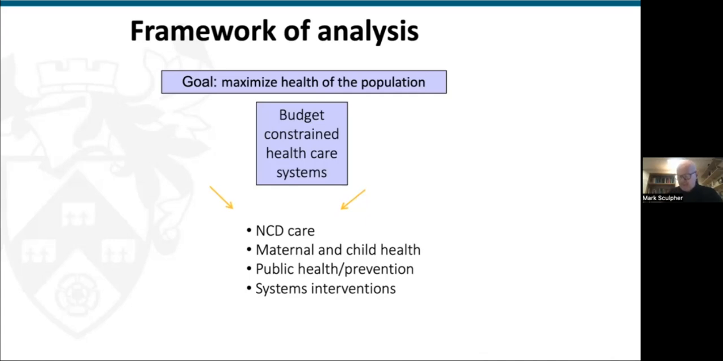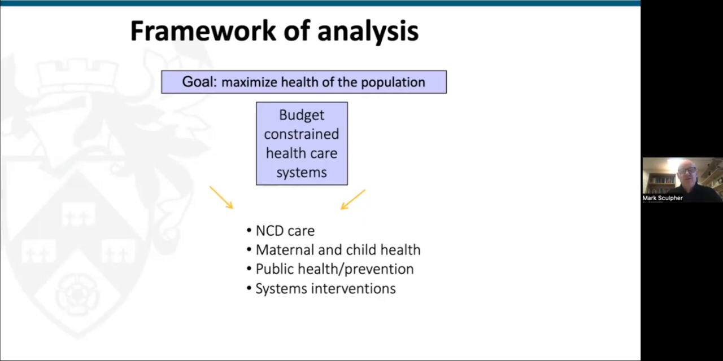These constraints may not be explicitly defined as budgets. For example, in the US, many parts of their system would say they don't have budget constraints, but they do have limits on the amount of money that can be spent on healthcare. In other words, these constraints can come in different forms in different systems.